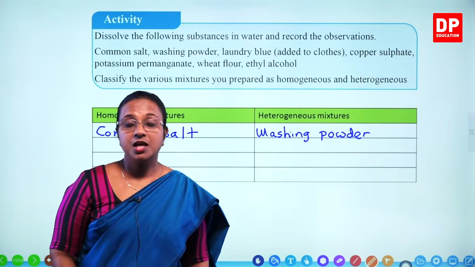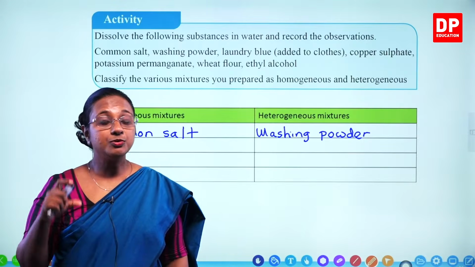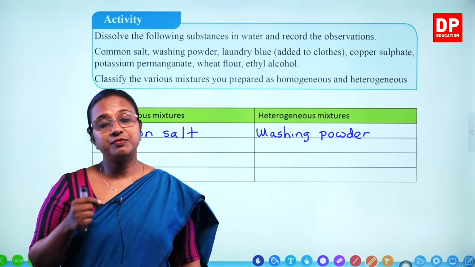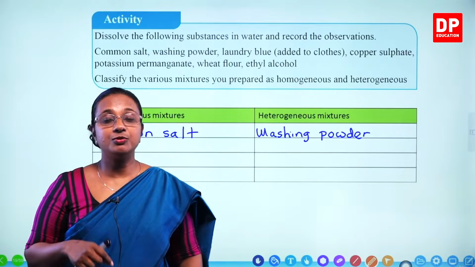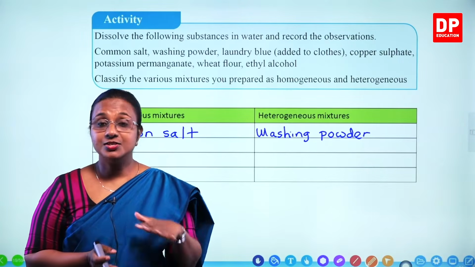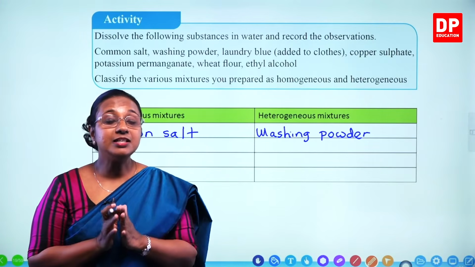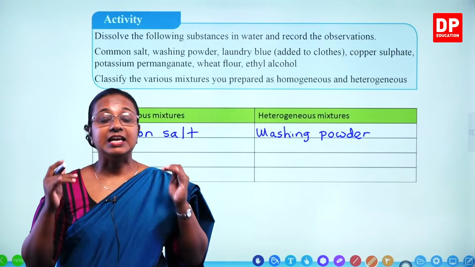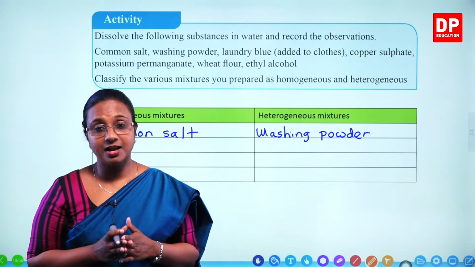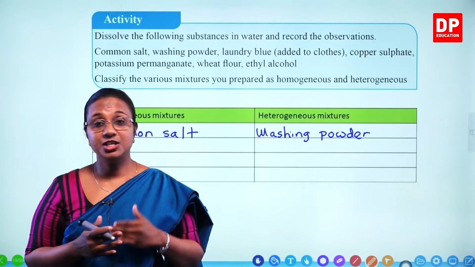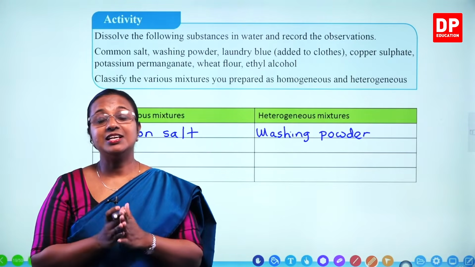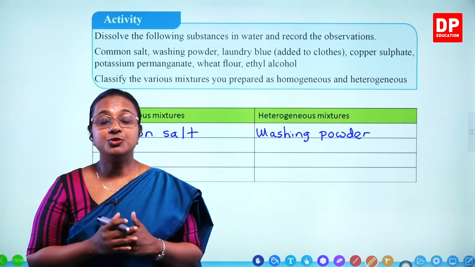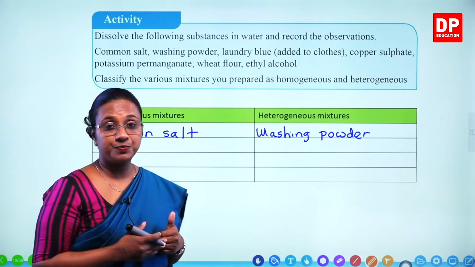Then we have laundry blue. Usually we get the laundry blue as a blue colored powder. We put a very little amount of the laundry blue into a bucket of water, dissolve it well, and the white clothes are dipped into that laundry blue so that it gives that bright white color to the clothes, especially your uniforms. They get very dirty quickly. So to keep it white, we usually use the laundry blue.